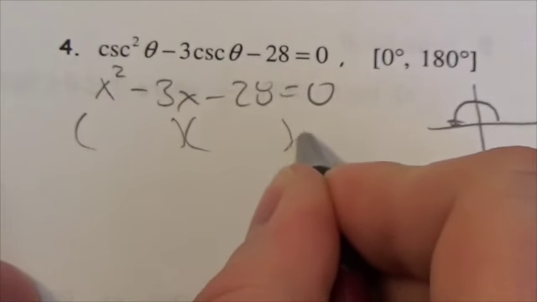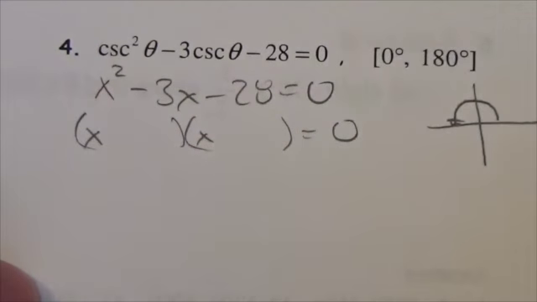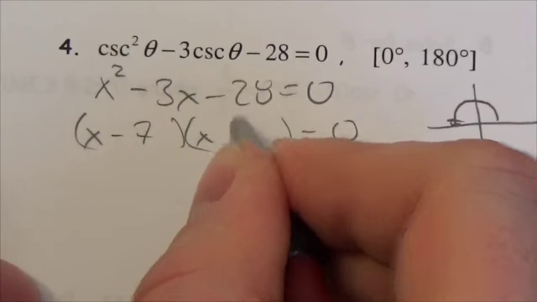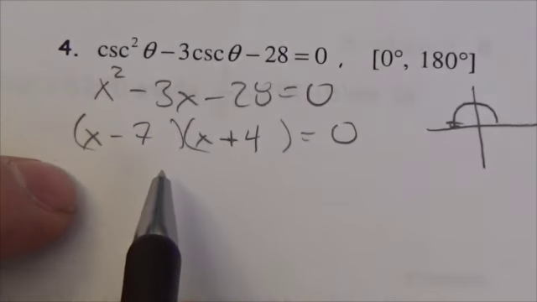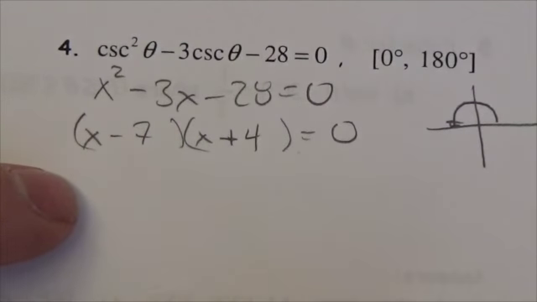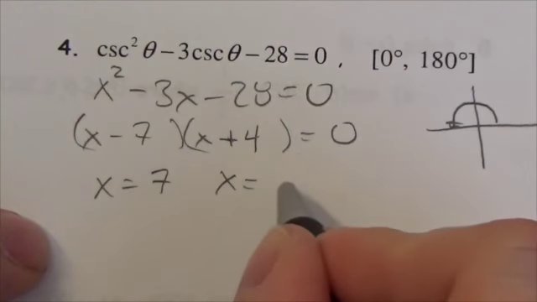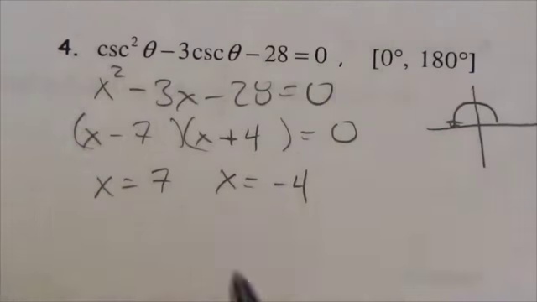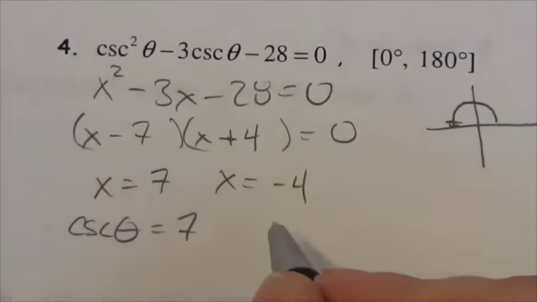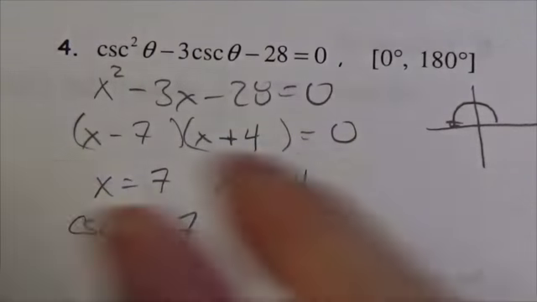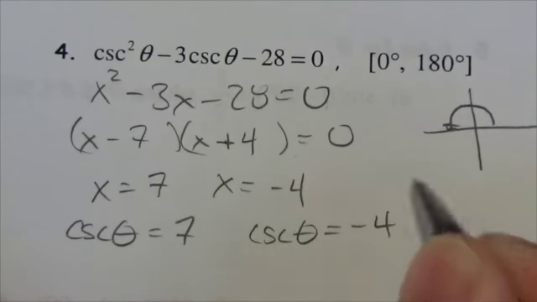So I'm going to factor this quadratic, and I need factors of negative 28 that combine to get negative 3. The answer should be fairly clear to you: negative 7 and 4. So now this means that x is going to equal positive 7, or x is going to equal negative 4. Once I'm here, I will replace those with the cosecant of theta. So either the cosecant of theta is equal to 7, or the cosecant of theta is equal to negative 4.